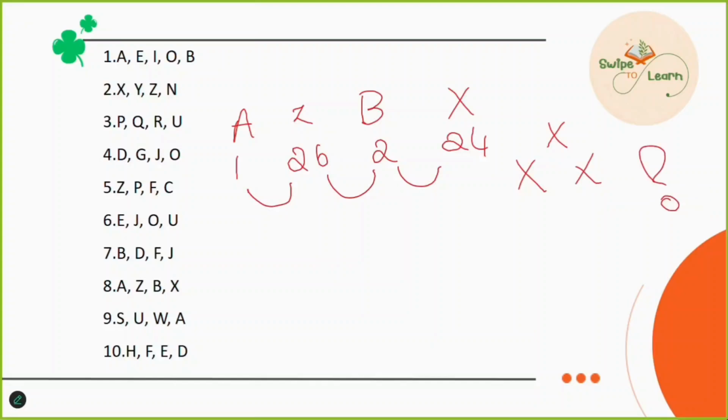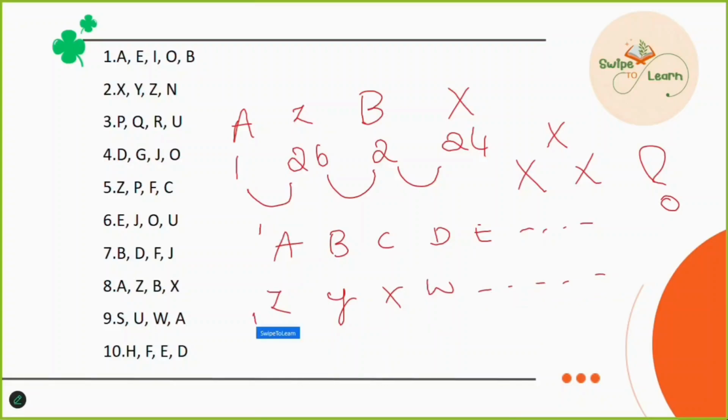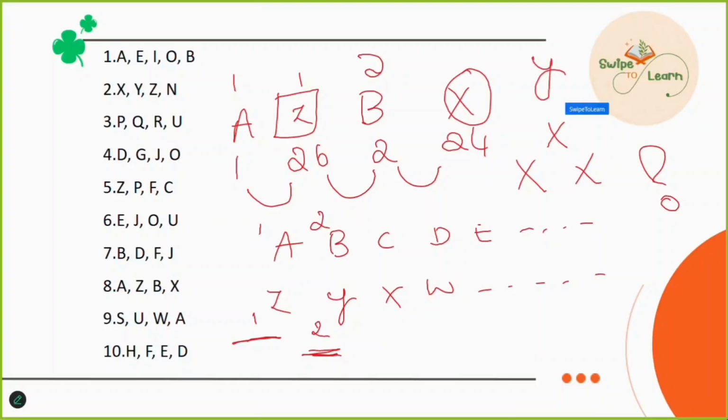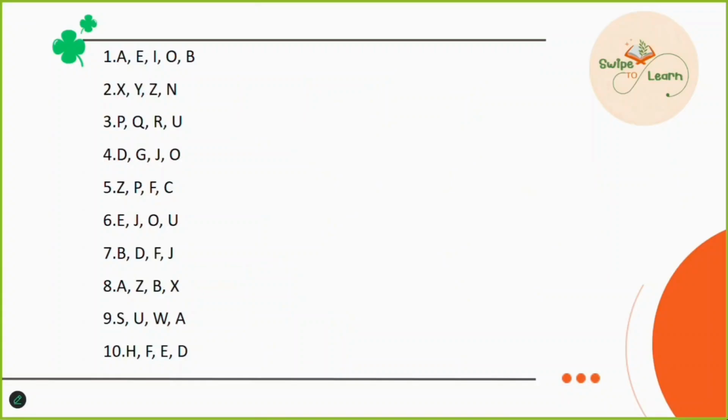See, when we write the alphabets in order, A, B, C, D, E, this is the order. When we reverse them, we have Z, Y, X, W, this is the order when we reverse. That means A is the first alphabet and Z is the first alphabet when we reverse them. B is the second alphabet and Y should be the second alphabet when we reverse them. But here we have an option of X. So that is why X is odd man out here.